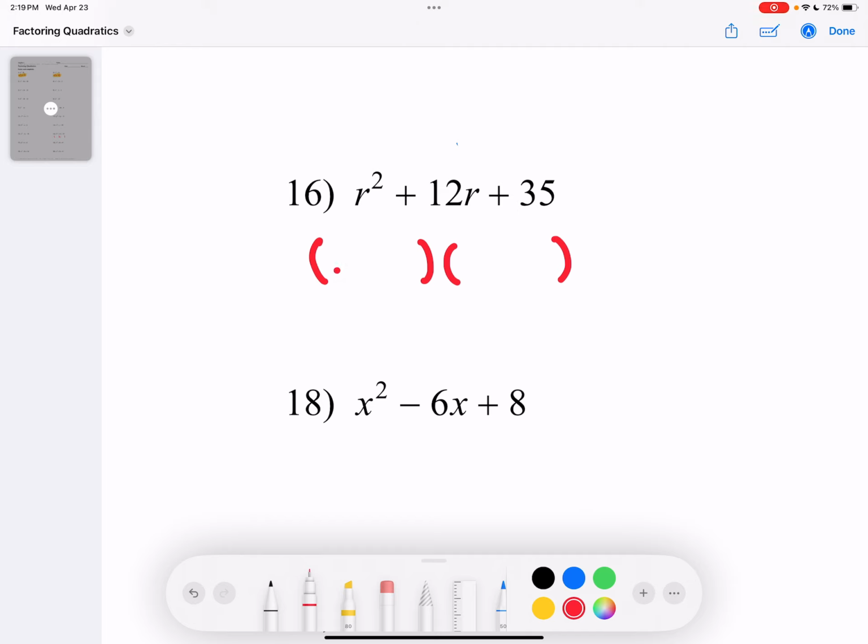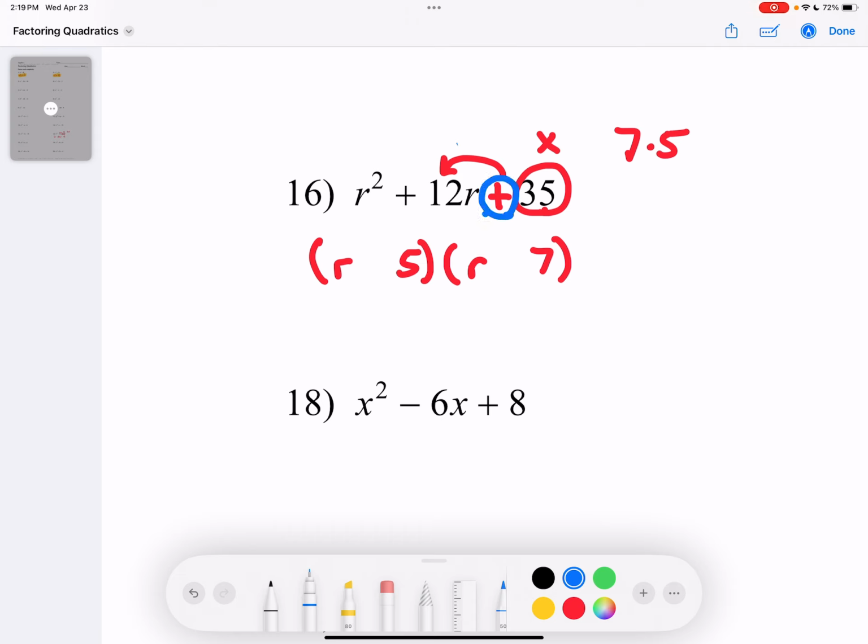So you're going to take the r to the second and split it up into r and r. Then you're going to take the last number and multiply to get that one. And then because we have a plus here, we're going to add to get 12. Okay, so numbers that multiply to give me 35, that add to give me 12 are 7 times 5. And the order does not matter in your parentheses. You could put 7 first, you could put 5 first. Does not matter.